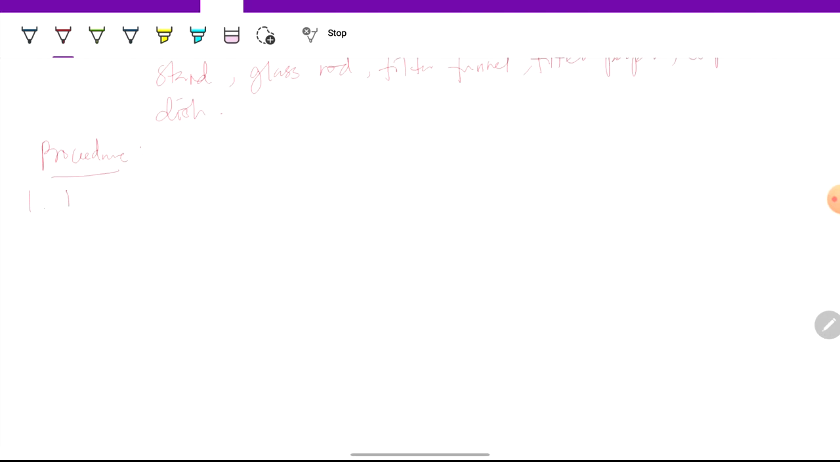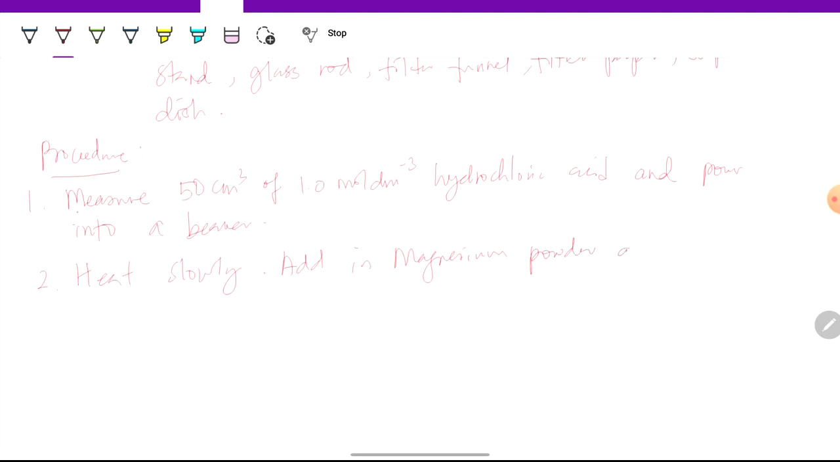So first one, we measure. So we have to put volume and concentration. Let's say 50 cubic centimeter of hydrochloric acid. I have to put in the concentration also, 1 mole per cubic decimeter hydrochloric acid. And pour into a beaker. Number two, heat it slowly. Then add in magnesium powder and stir.